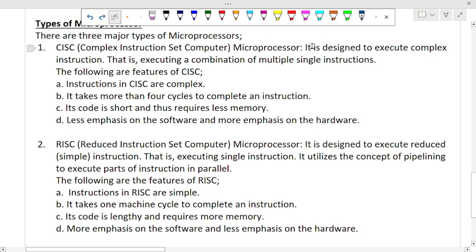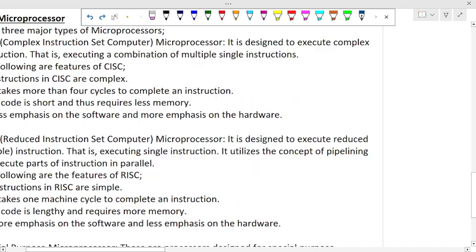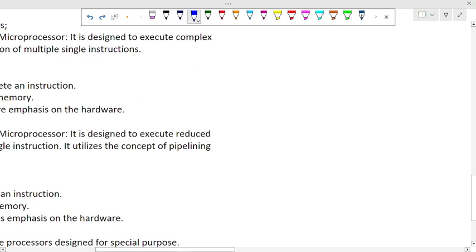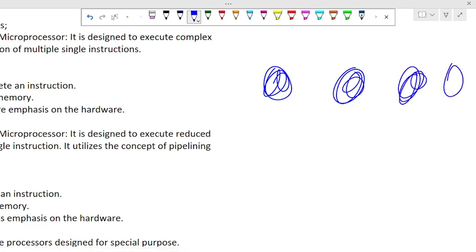Complex. So it is designed to execute complex instructions, plain and simple. And when we say complex instruction, what do we mean? That is executing a combination of multiple single instructions. Look at this. If this is an instruction, this is another instruction, this is another instruction, and we have another instruction here.